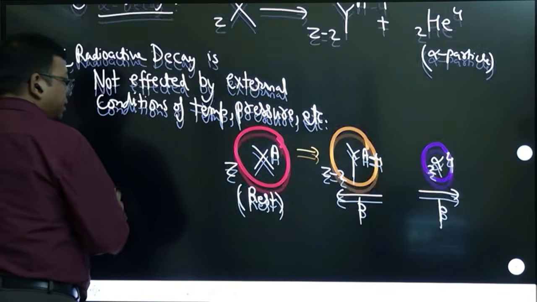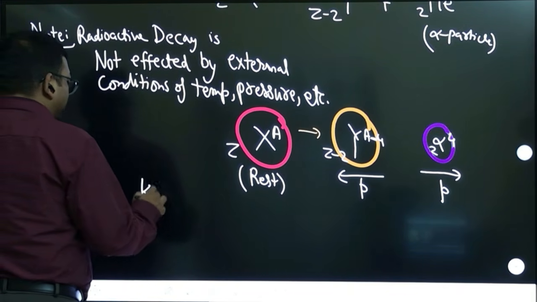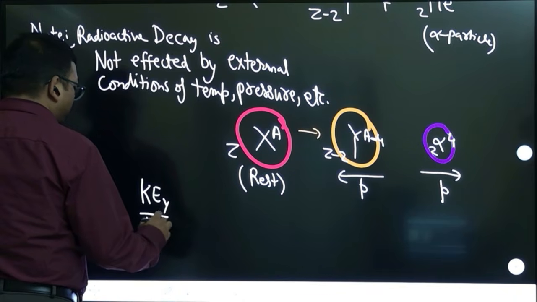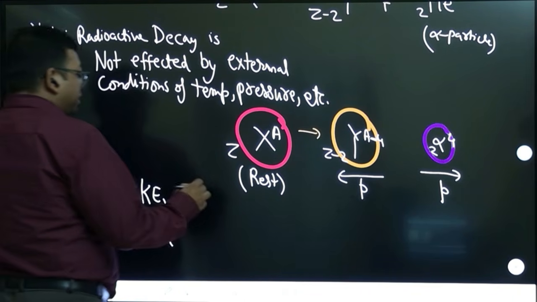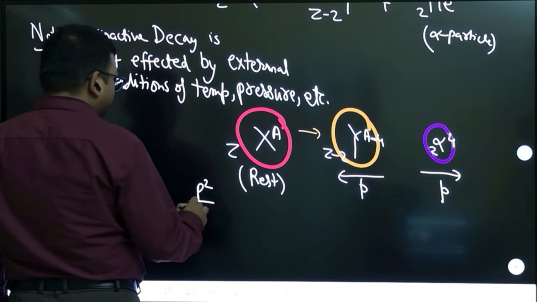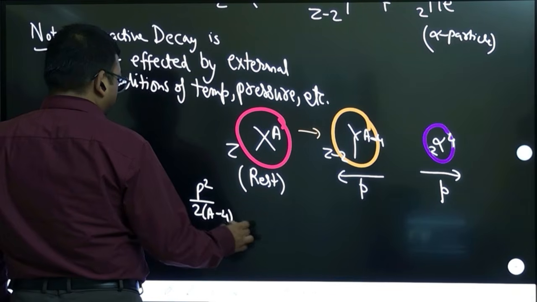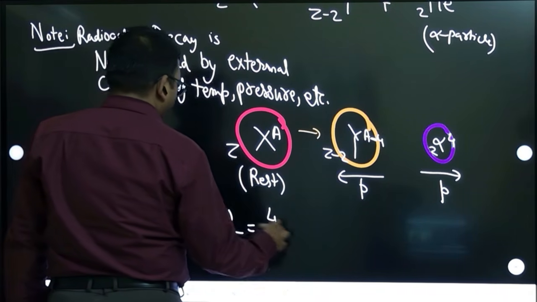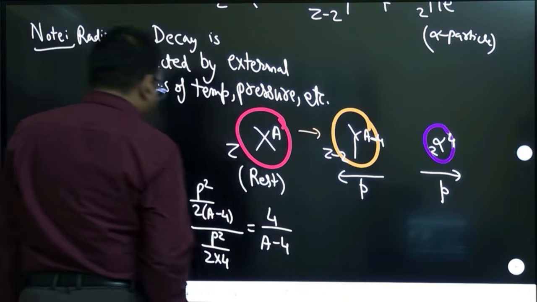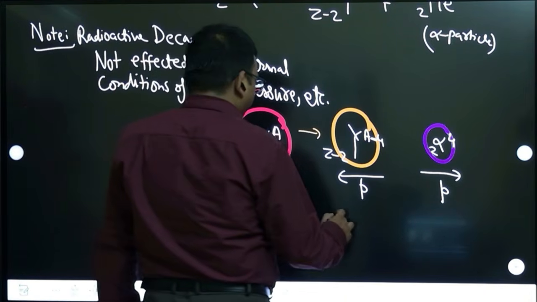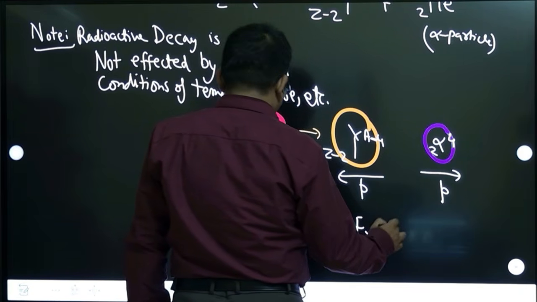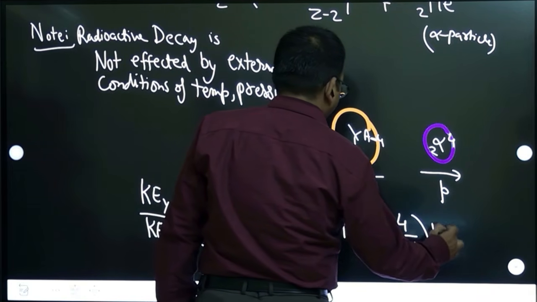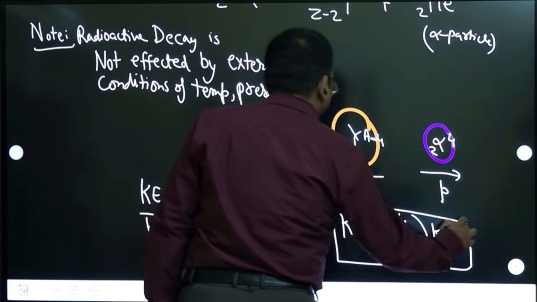Atomic number is not important, mass number we are going to write. So let us write the kinetic energies. Kinetic energy ratio, kinetic energy of y by kinetic energy of alpha. Kinetic energy is p squared by 2m, where m means mass number. That becomes 4 by A minus 4. So kinetic energy of y becomes 4 by A minus 4 times kinetic energy of alpha. This is one equation we are getting.